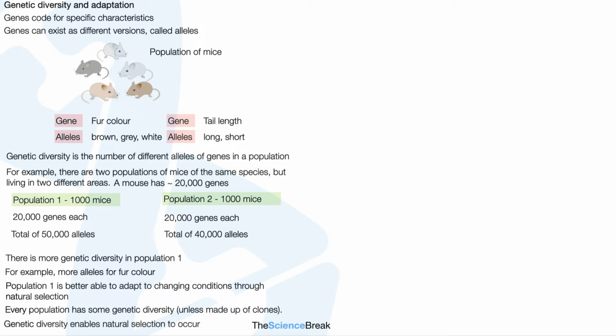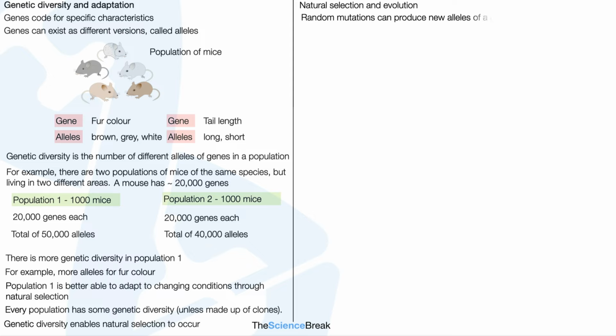Genetic diversity enables natural selection to occur. So let's take a look at what natural selection is. Natural selection and evolution. Random mutations can produce new alleles of a gene. These mutations could be harmful, have no effect, or be beneficial. Let's take a look at an example when they are beneficial.